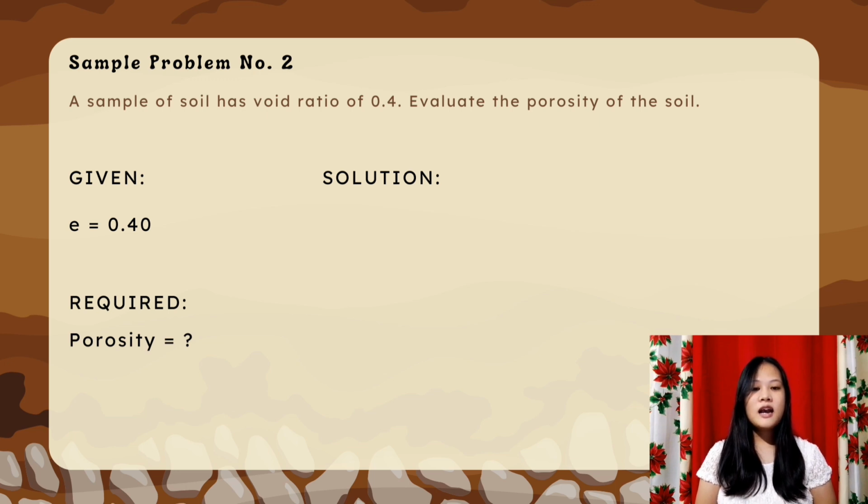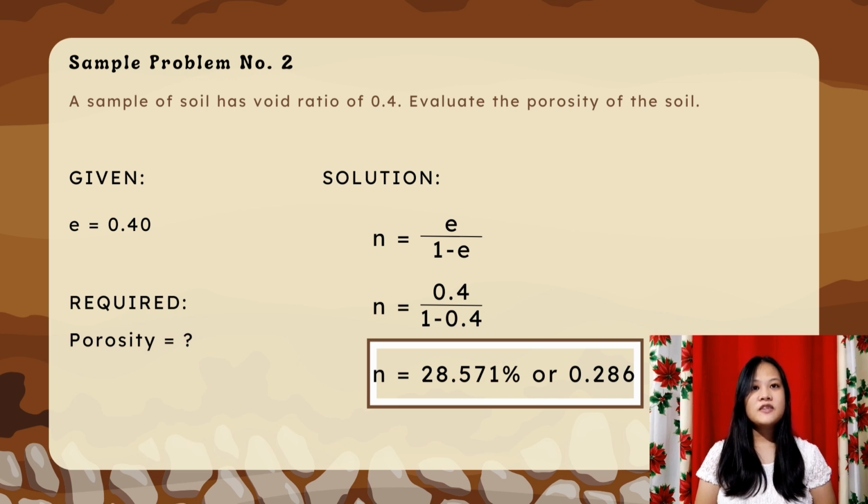At ang hinahanap natin ay ang porosity. Kung titingnan natin, makukuha na natin ang porosity dahil ang formula niya ay porosity is equals to void ratio over 1 plus void ratio. Isa-substitute lang natin yung void ratio na 0.4 at ang makukuha natin ay 28.571% na porosity.